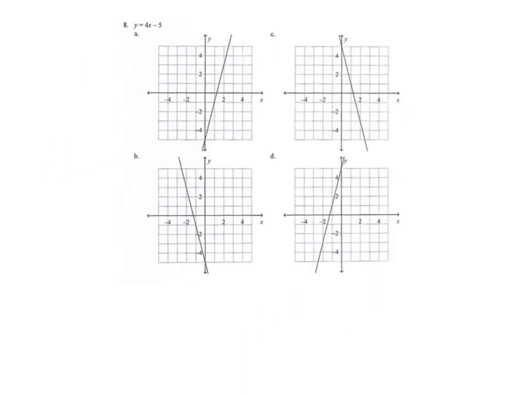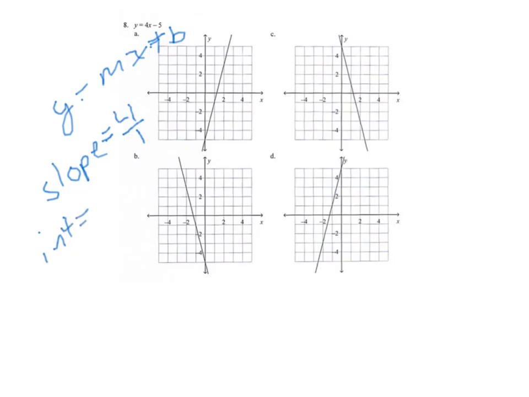Y equals mx plus b. What's my slope? It is 4. And I'm going to put that as 4 over 1 for rise over run. My y-intercept is negative 5.